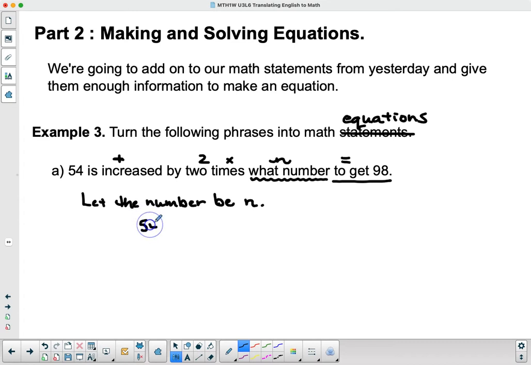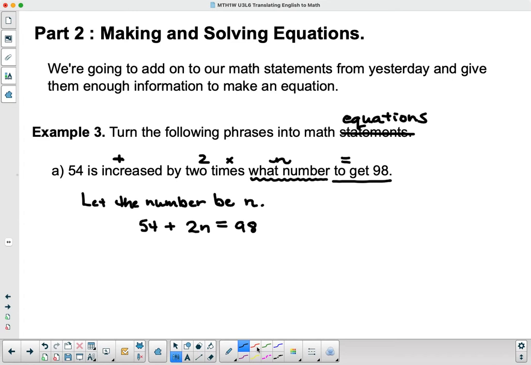54 is increased by 2 times a number. Now notice I don't use that little x in there. To get 98. Pretty straightforward, huh?